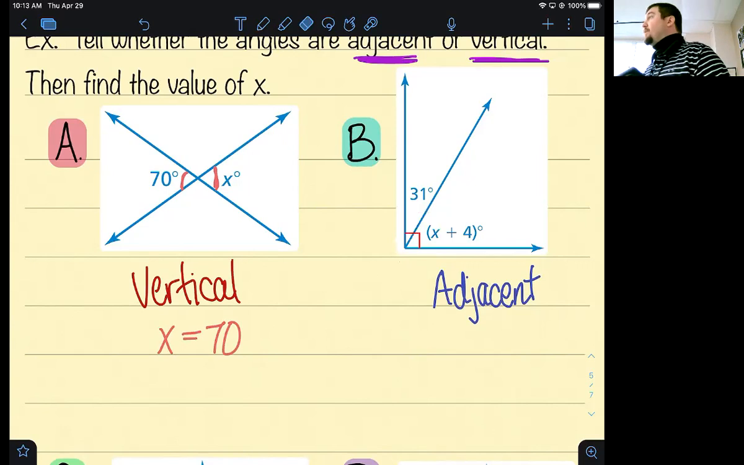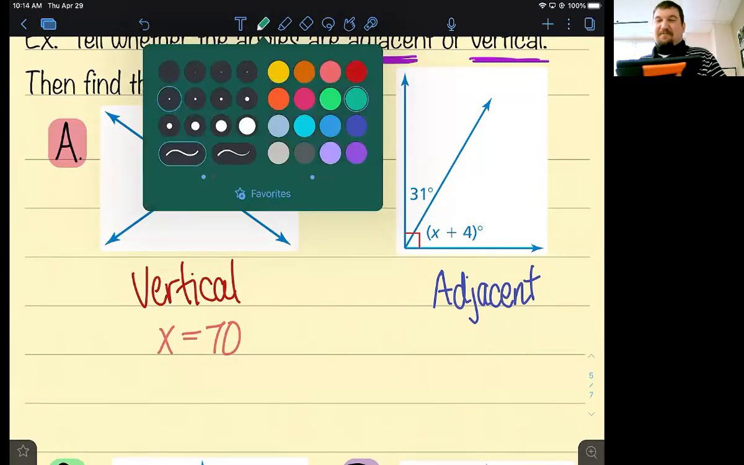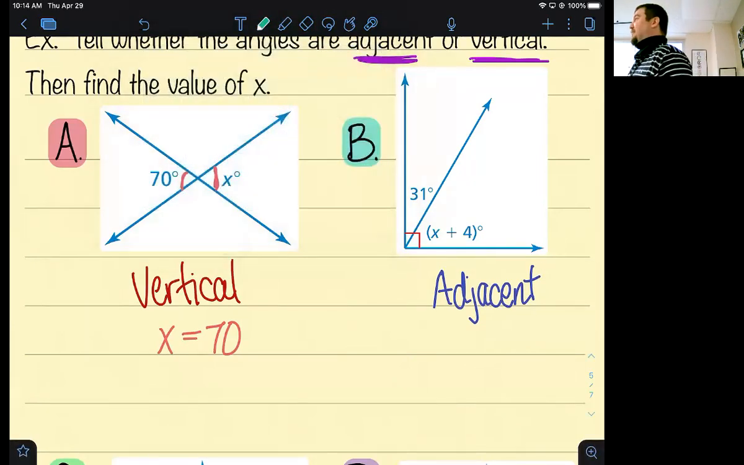Okay. Yeah, Rylan, do you have a question? Okay, on the homework, can all things be vertical? No, they won't all be vertical. They won't all be vertical. Can't you make them all? No, because then it wouldn't make sense why this is titled adjacent and vertical angles.